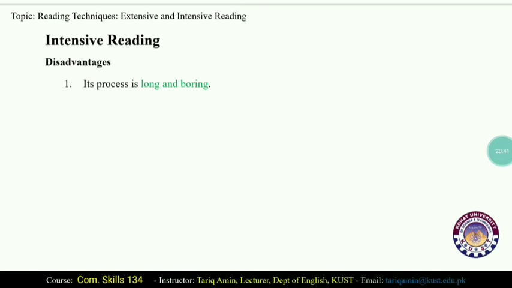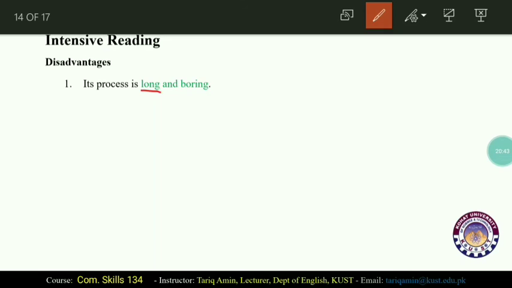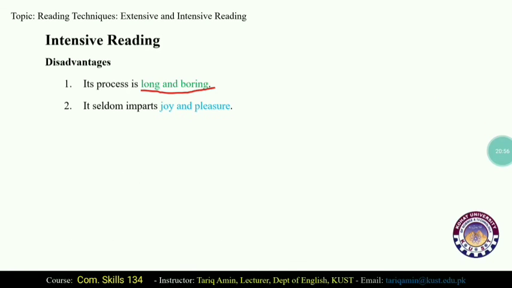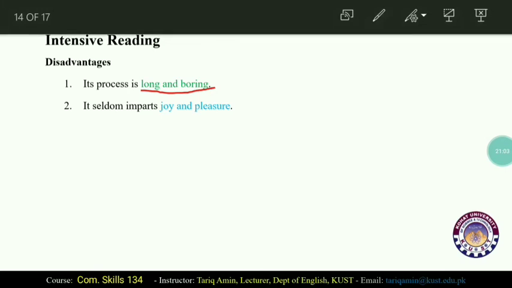Disadvantages: its process is long and boring. This process is very much lengthy and very much boring. The reader gets bored very soon when he or she applies this strategy of intensive reading, because it requires most of our mental energy. It seldom imparts joy and pleasure, whereas extensive reading imparts joy and pleasure, but intensive reading does not impart joy and pleasure.